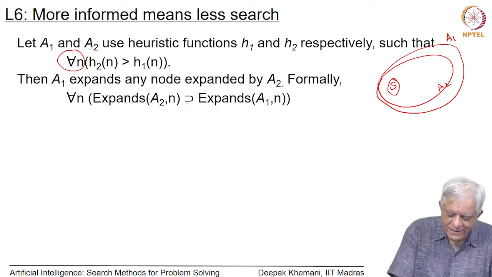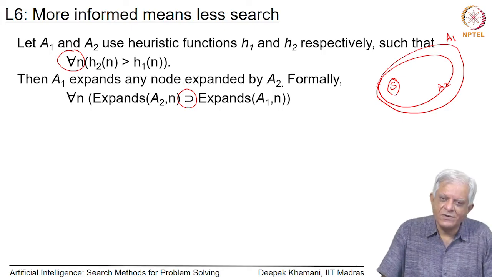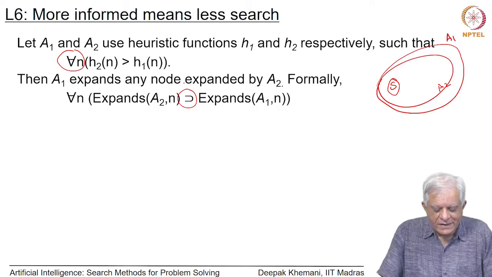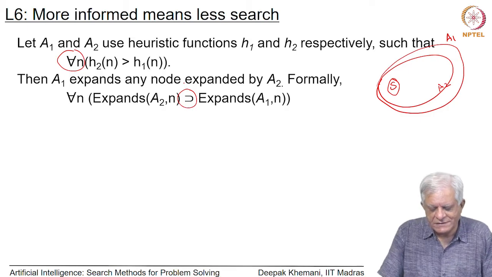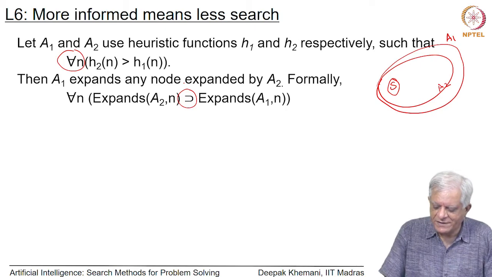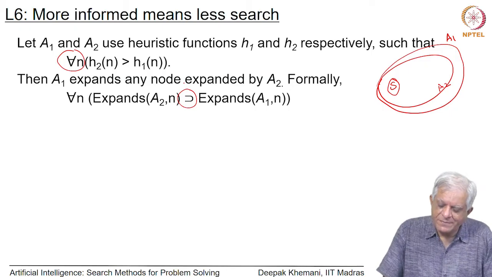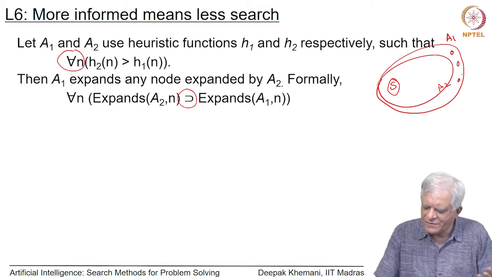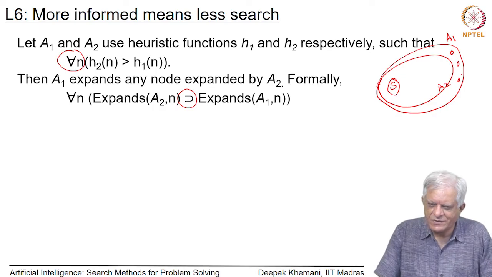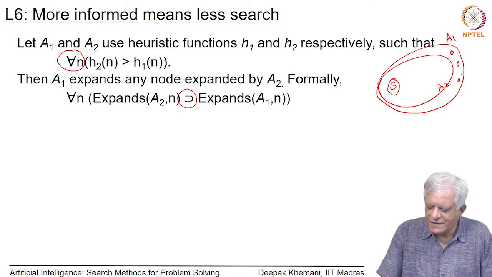So, I like this sign to mean implication, the logical implication, that for all n, if A2 expands n, then A1 also must expand n. This is what we want to prove, that any node which will be inspected by A2, which is a more informed heuristic function, would necessarily have to be inspected by A1, and the corollary of this is that there may be nodes inspected by A1 which are not inspected by A2. So, nodes, for example, which are outside the region of this, which means that A2 is doing less amount of search than A1.